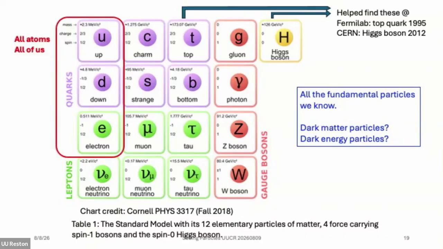So these are all the ones we know, but we know that this makes up about 5% of the stuff in the universe. There's dark matter, which astronomers and cosmologists tell us is there, and maybe dark energy particles too.